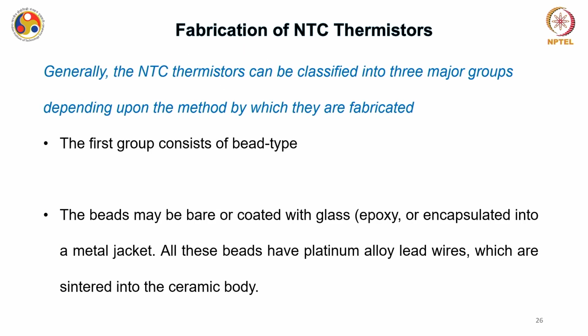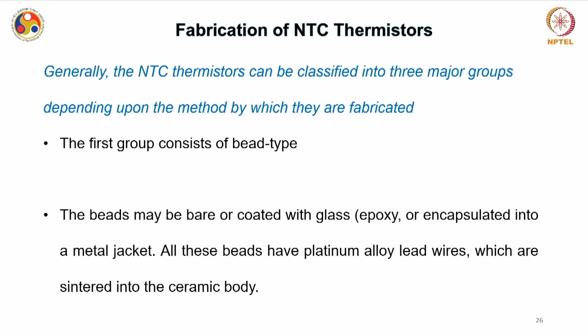Generally, NTC thermistors can be classified into 3 major groups depending upon the method by which they are fabricated. The first group, which is very common, is called the bead type. The bead may be bare or coated with certain materials like glass or epoxies, or even encapsulated in a metal jacket. All these beads have platinum alloy lead wires which are sintered into a ceramic body, and exactly as we have seen, you have this kind of two leads made of platinum alloy.